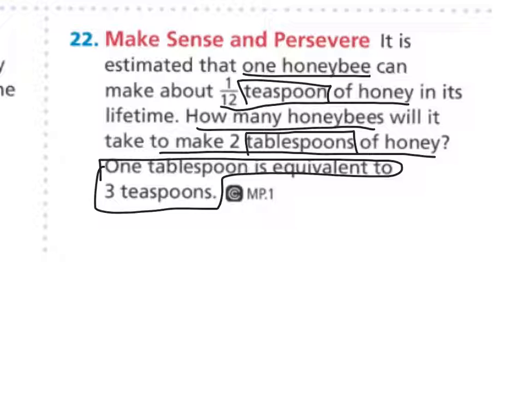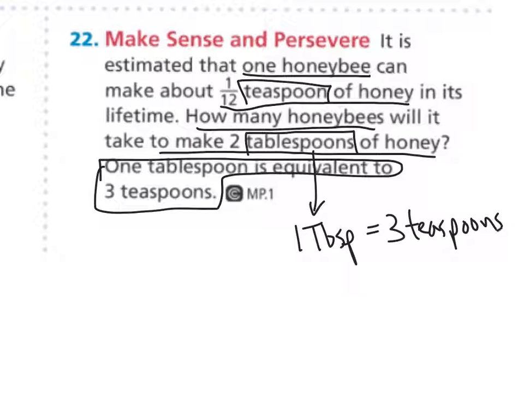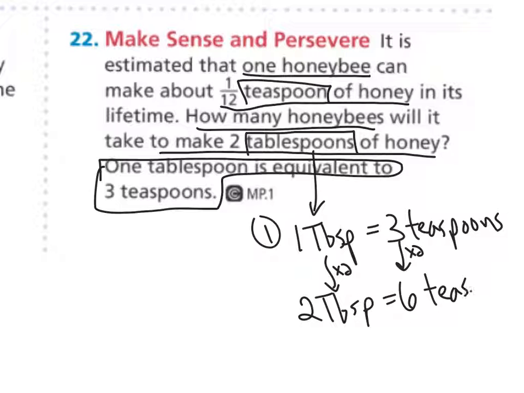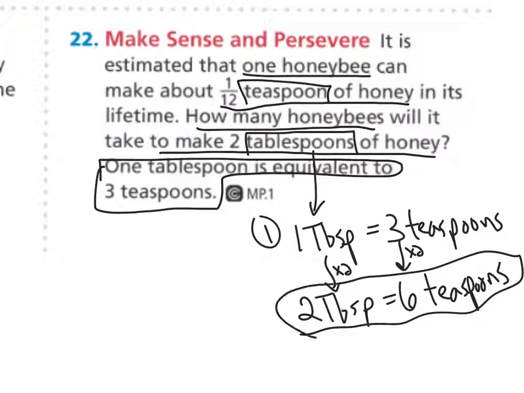Okay, so since tablespoons are bigger than teaspoons, what we might want to do is change the tablespoons to teaspoons. So if 1 tablespoon equals 3 teaspoons, and we're talking about 2 tablespoons, that would be twice as much. So then that would be equal to 6 teaspoons. Okay, so 2 tablespoons is 6 teaspoons.